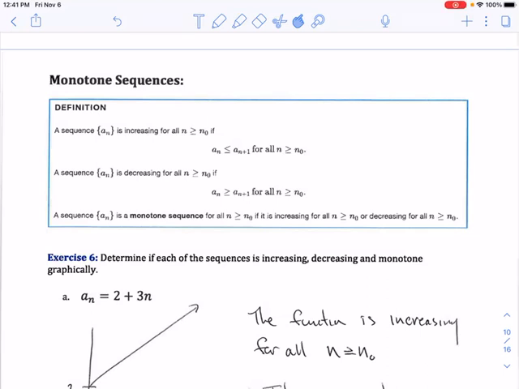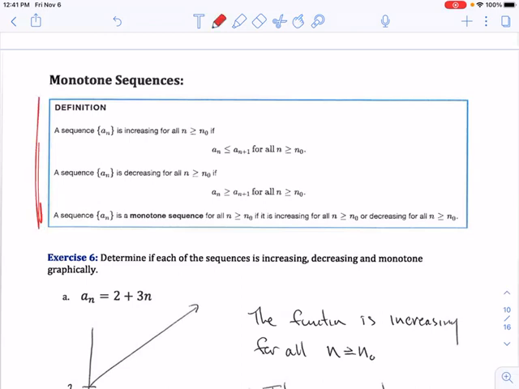In this video, we are going to be looking at monotone sequences and bounded sequences. So first of all, what is a monotone sequence? Well, to answer that question, we need to know what an increasing sequence is and what a decreasing sequence is. The definition for increasing and decreasing sequences is pretty straightforward.